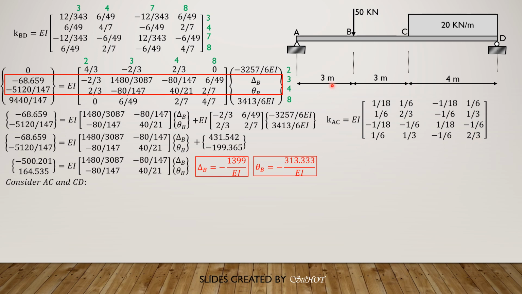So we are interested in ACD, so it is 2, 5, 6, 8. But this is AC, so this is 1, 2, 5, 6.